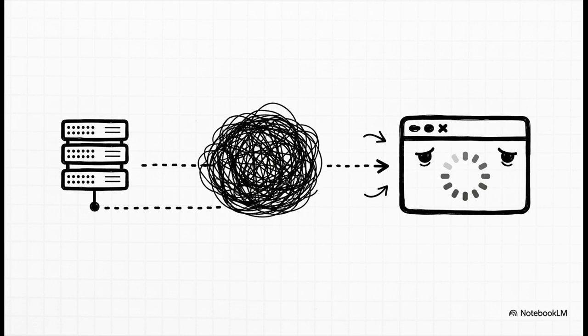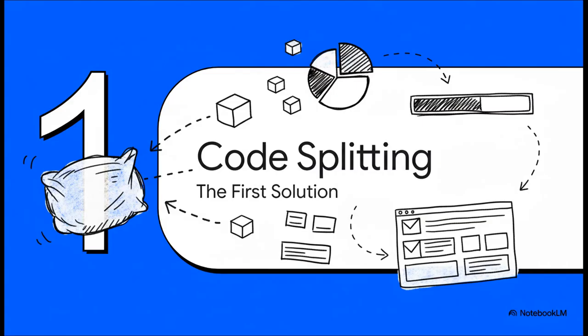Think about it like this. It's like trying to download an entire TV series before you're allowed to watch the first minute of episode 1. That's exactly what's happening. Before you can see anything on the page, the browser has to grab the whole shebang, even the parts you might never, ever click on. So what's the fix? What if we just stopped sending everything all at once? And that very question leads us right to our first big solution: code splitting.